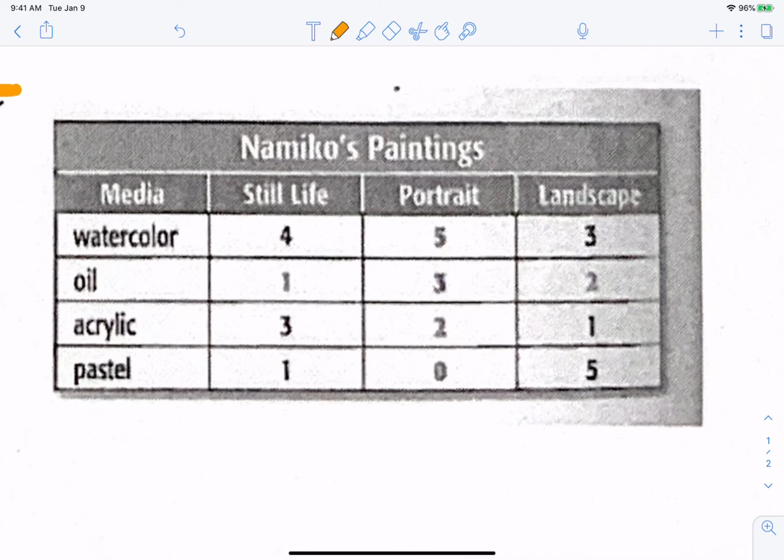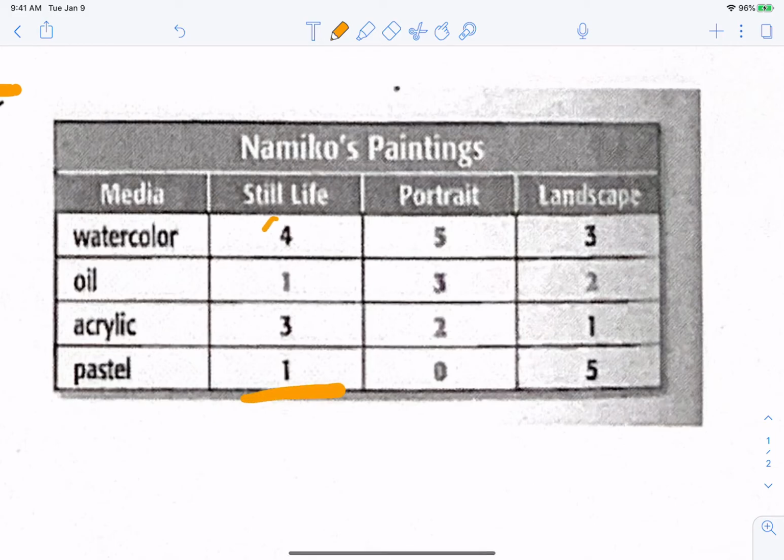4 of them that are watercolor. Oil painting, that's what I like to do because oil doesn't dry for like 2 weeks, and I can just sit and nitpick it to death. Oil painting, she has 3 of them that are a portrait, right? So these are the people's faces. Do you see how this table is red? Sure. Okay. All right.